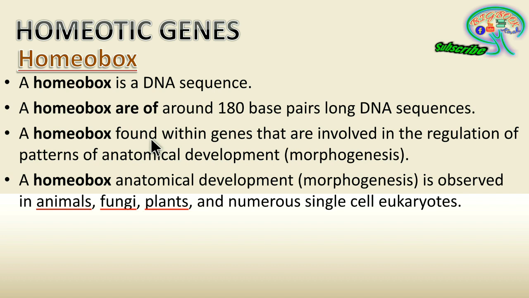Here, all the homeotic gene clusters put together have been explained. So all are responsible for the regulation of the patterns of anatomical development, or morphogenesis. You can understand what anatomical development is and what morphogenesis is. Both are the same, that is, the development of an organism from its embryonic stage. Now these homeoboxes have been observed in animals, fungi, plants and numerous single cell eukaryotes.